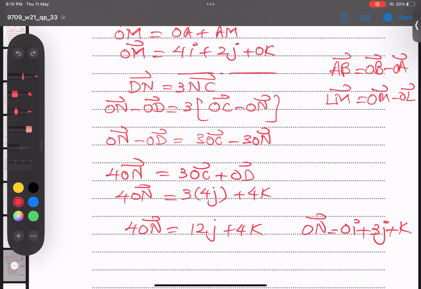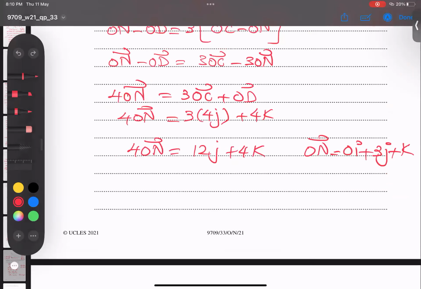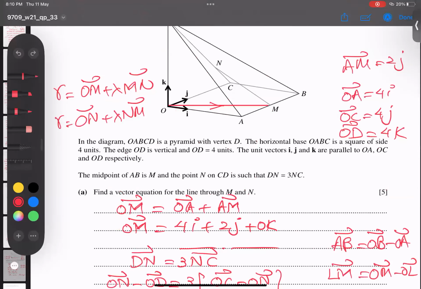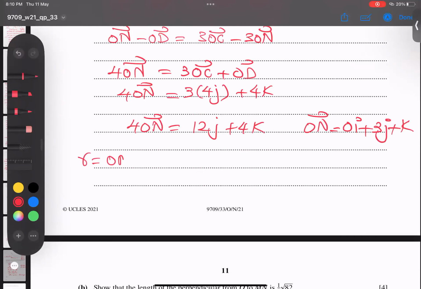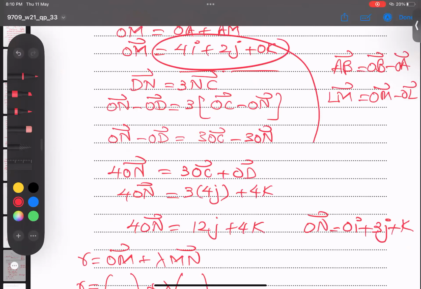Now I'm proceeding to the vector form. As I said before, I can use either form, so let's use the upper one. What is the formula? r equals OM plus lambda times MN. OM is very simple: (4, 2, 0). I write lambda and here MN.